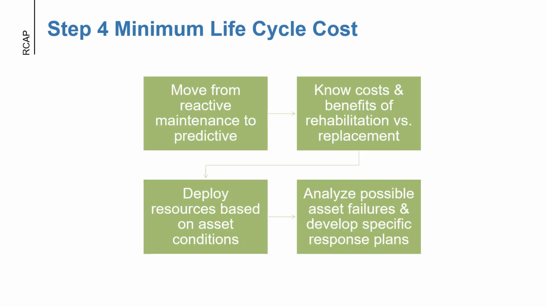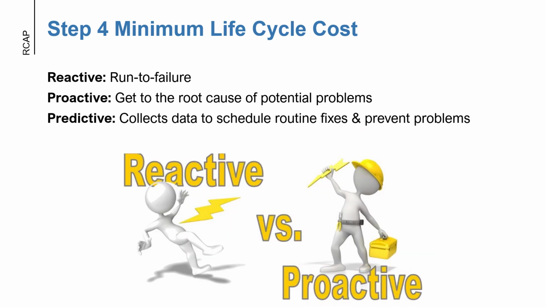Considering the full life cycle cost of an asset helps you move from reactive maintenance to predictive. It helps you to know the costs and benefits of rehabilitation versus replacement of the asset. It helps you to deploy resources based on your asset's conditions, and it helps you to analyze possible asset failures and develop specific response plans. So trying to move from reactive to proactive to predictive maintenance.